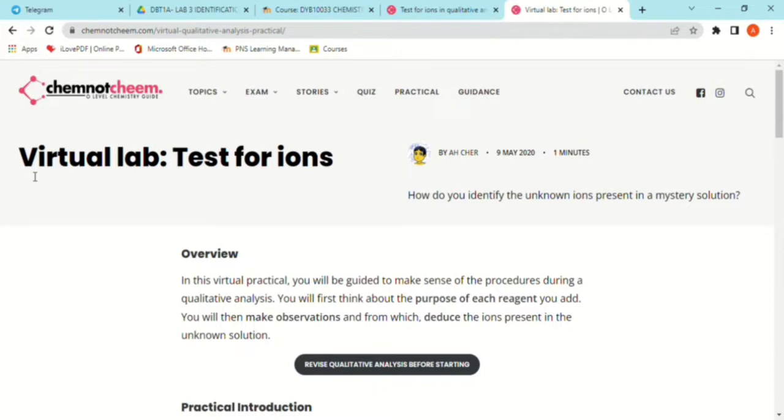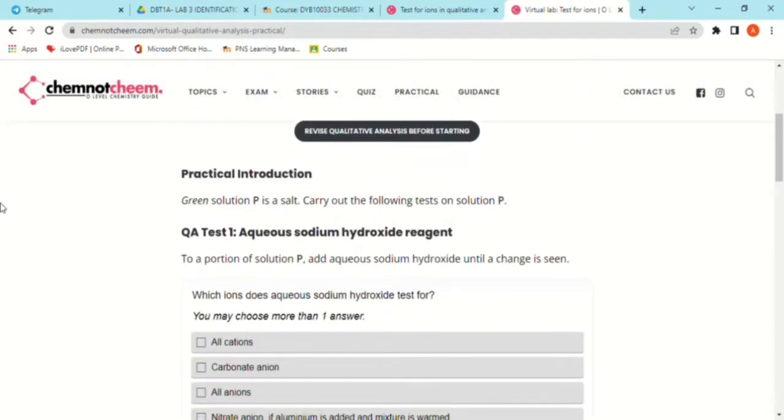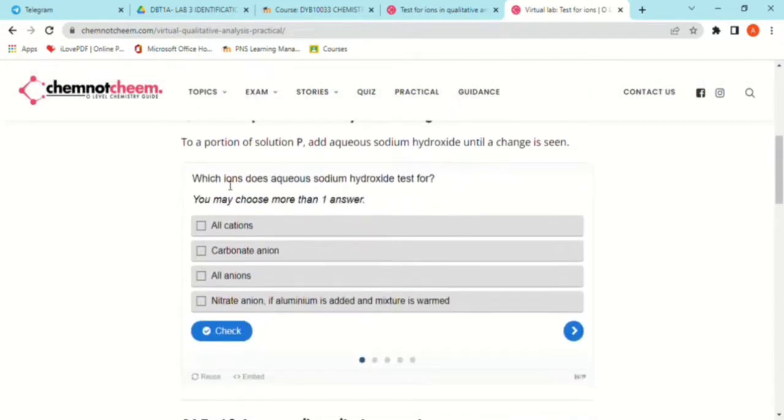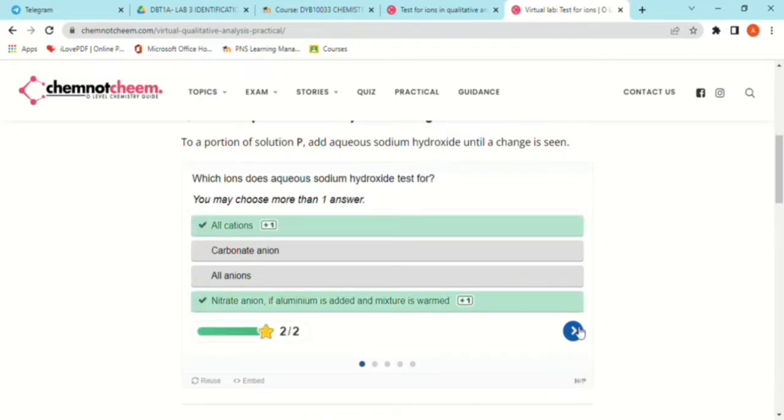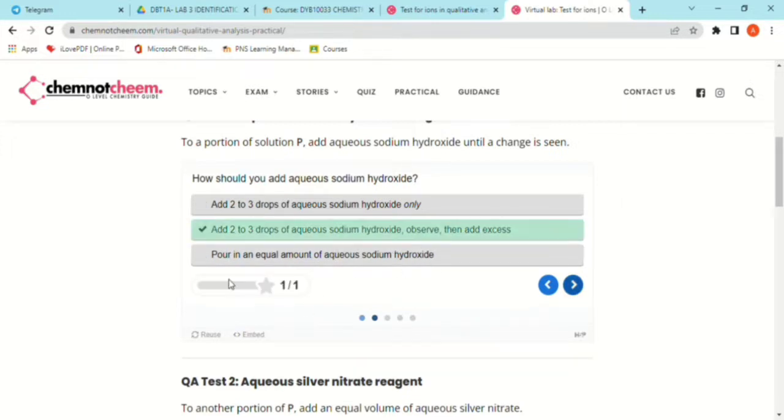Today I'm going to conduct a virtual lab which is test for ions. So firstly I'm going to test aqueous sodium hydroxide reagent. Which ions does aqueous sodium hydroxide test for? All cations, and nitrate ion if aluminium was added and the mixture is warmed. Okay, correct. How should you add aqueous sodium hydroxide? Add 2 or 3 drops of aqueous sodium hydroxide. Observe, then add the excess. Check. Correct.